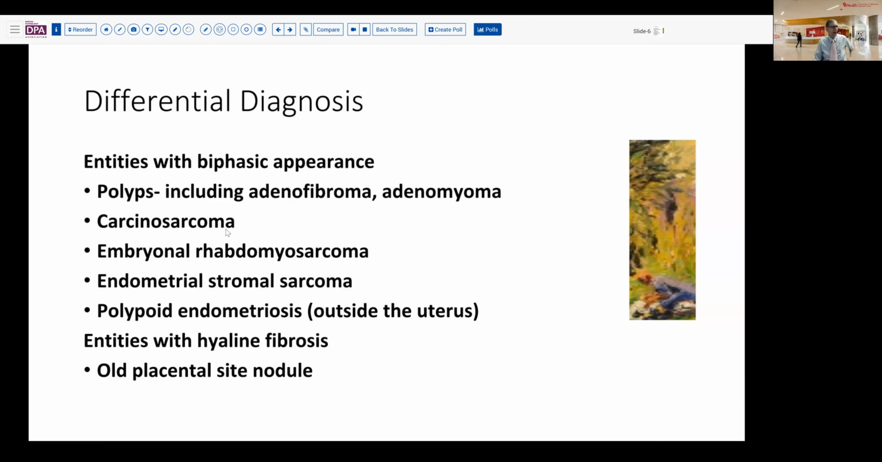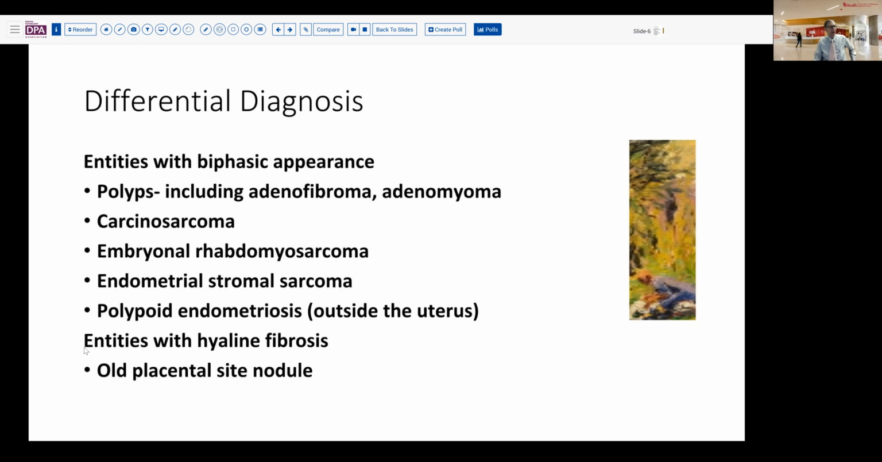Carcinosarcoma classically has a biphasic appearance with both high-grade carcinoma and sarcoma, even heterologous elements. Embryonal rhabdomyosarcoma, which we'll present a few cases of in a later video, also can have this biphasic appearance of a stromal tumor with some association to the overlying benign epithelium. Endometrial stromal sarcoma is not classically biphasic, but may occasionally entrap benign glands and give the appearance of being pseudo-biphasic. And then outside the uterus, of course, polypoid endometriosis can present this kind of biphasic appearance as well.